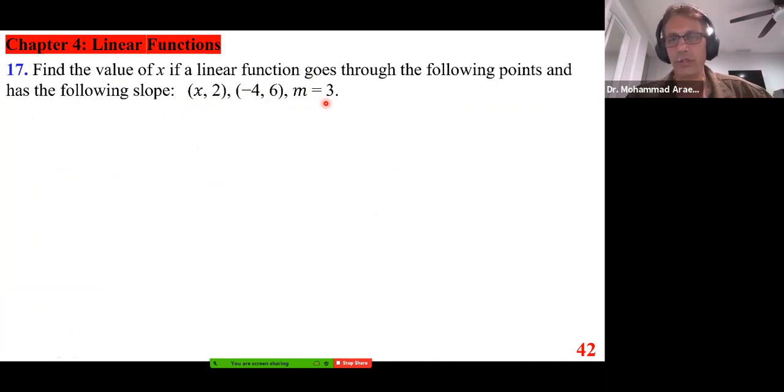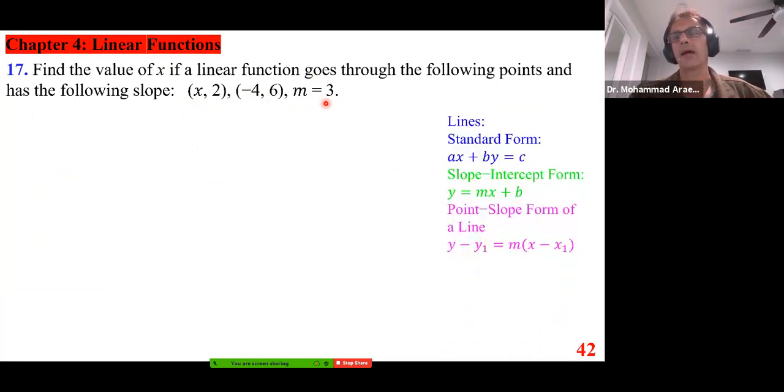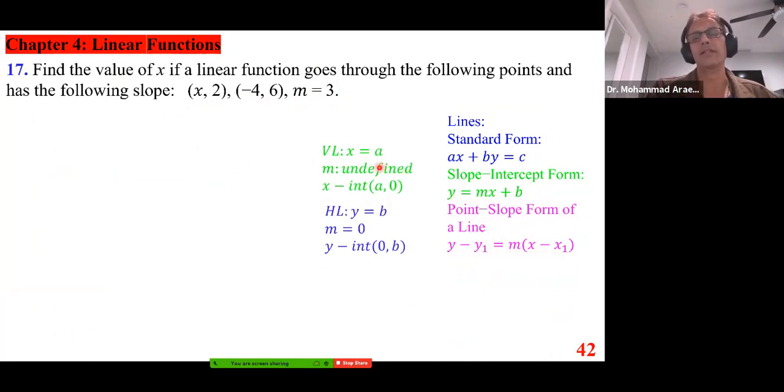To refresh your memory, class, lines: this is the standard form, ax plus by equals c; slope-intercept form, y equals mx plus b; point-slope form, y minus y1 equals m times x minus x sub 1. Vertical lines in general, x equals a, slope is undefined, with x-intercept at (a, 0). Horizontal lines, y equals b, slope is 0, y-intercept at (0, b).